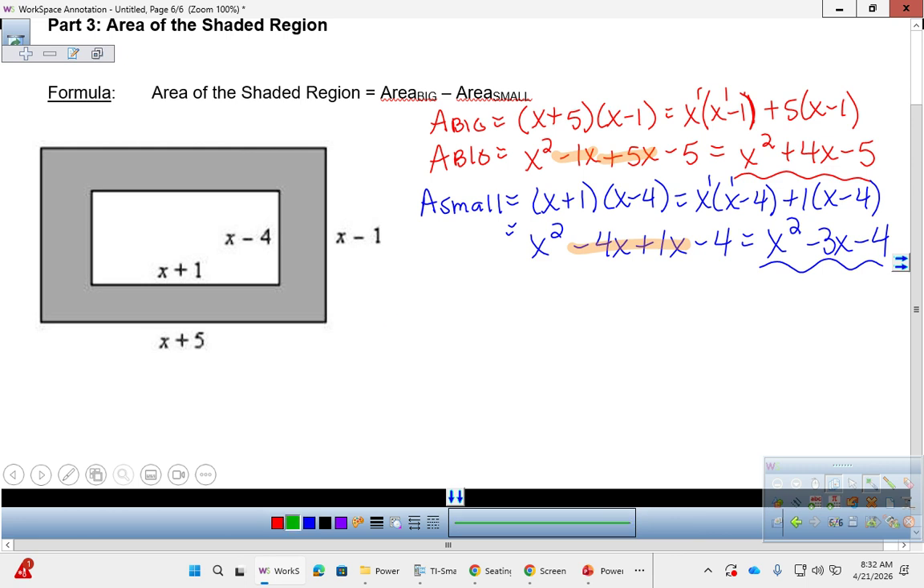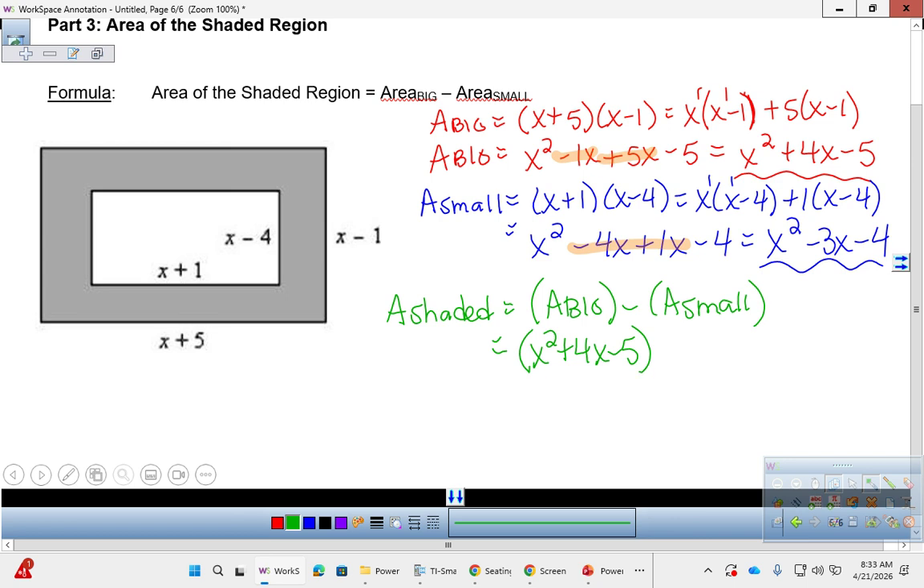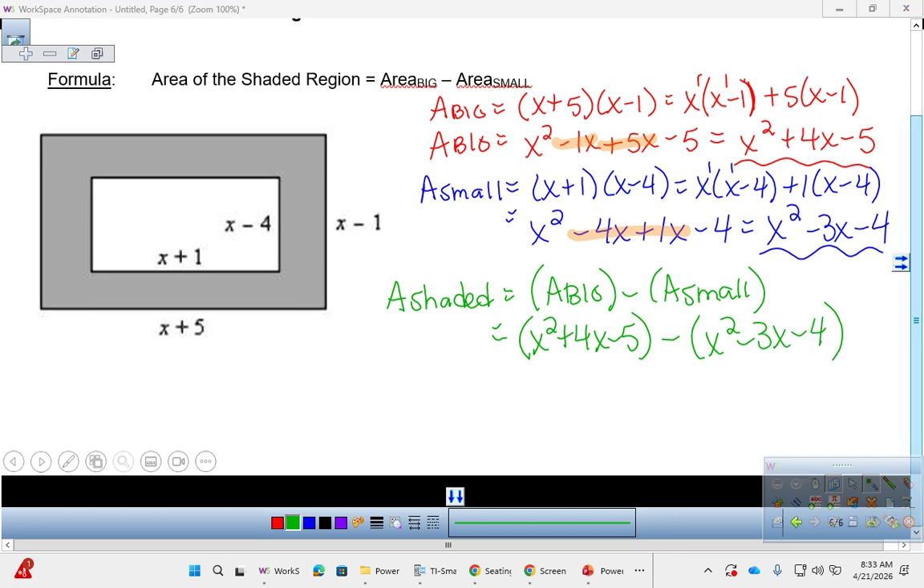So the final step would be to find the area of the shaded region. You're going to do the area of the big in parentheses minus the area of the small in parentheses. So the first set of parentheses would be x squared plus 4x minus 5, because that's what we got in red for the big shape. And the second set of parentheses will be x squared minus 3x minus 4, because that's what we got in blue for the small shape.